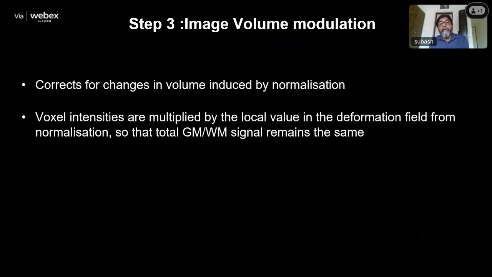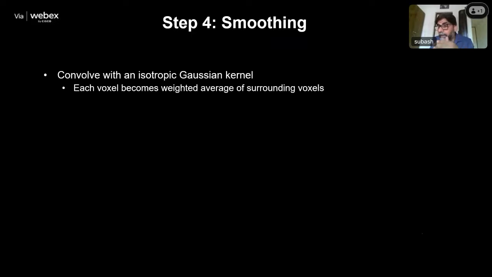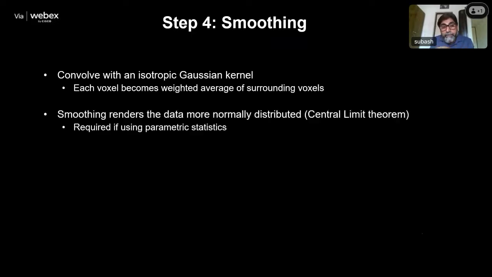Then you do a volume modulation, because when you do normalization, as I told you, you are playing with the images. So you have to do this modulation so that all the effects of total volume that were present in the brain earlier are maintained, and create an image which is modulated: a modulated gray matter, modulated white matter, and modulated CSF image.